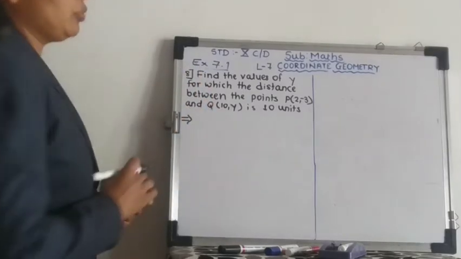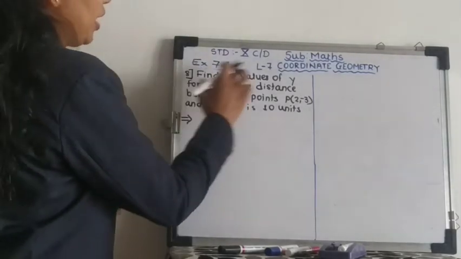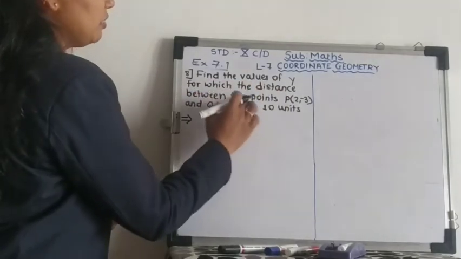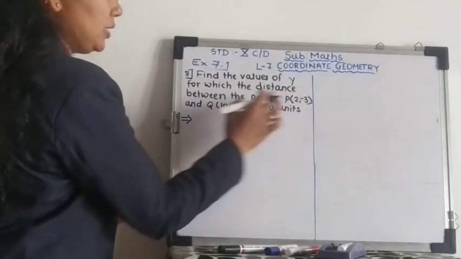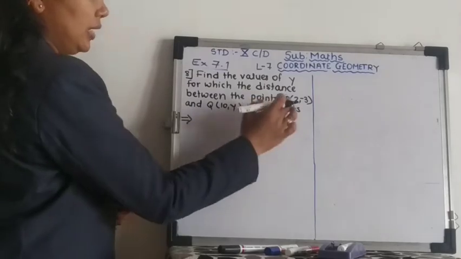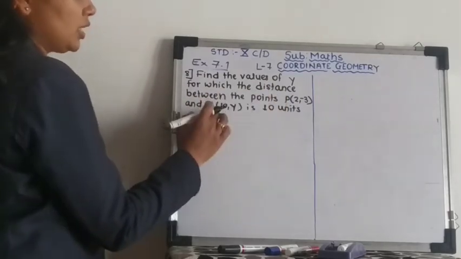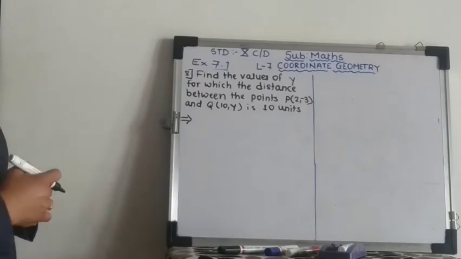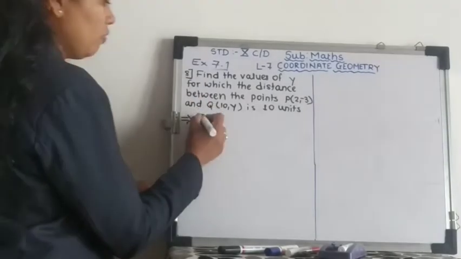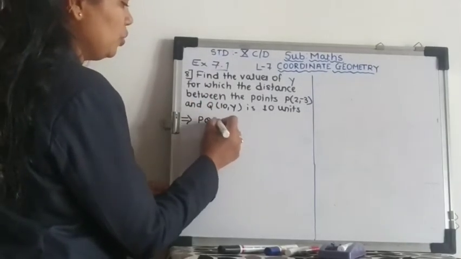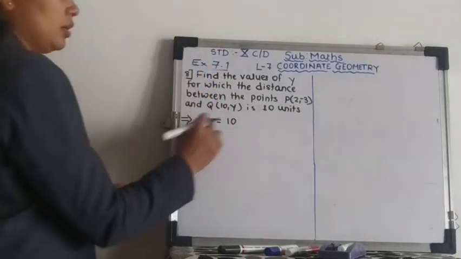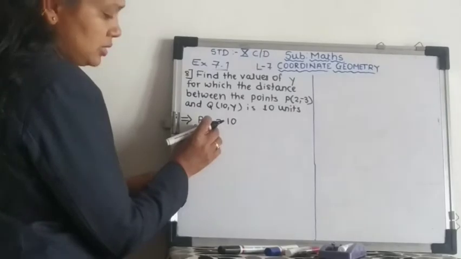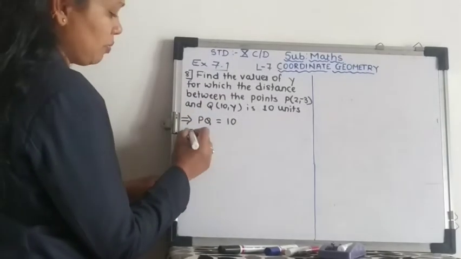See, first try to understand the sum. Find the values of y for which the distance between the points P and Q is given, right? So the distance between the two points is what? The distance between the points is 10 units, given. So what will we write here? PQ is equal to 10. Distance is given, so we will use the distance formula.